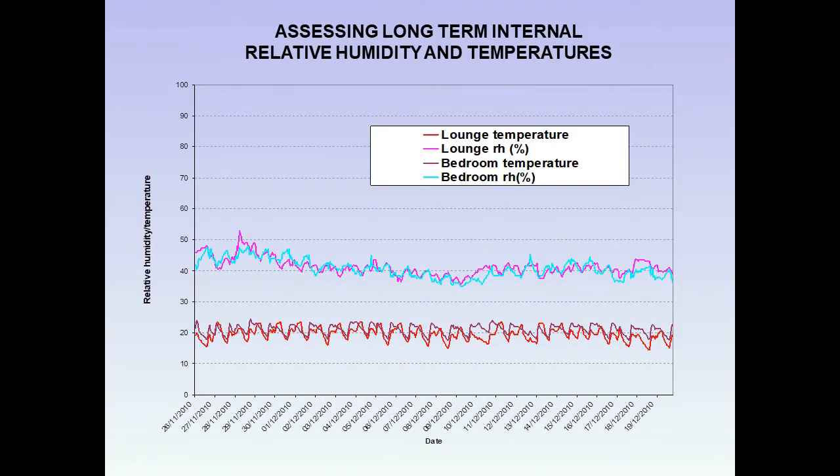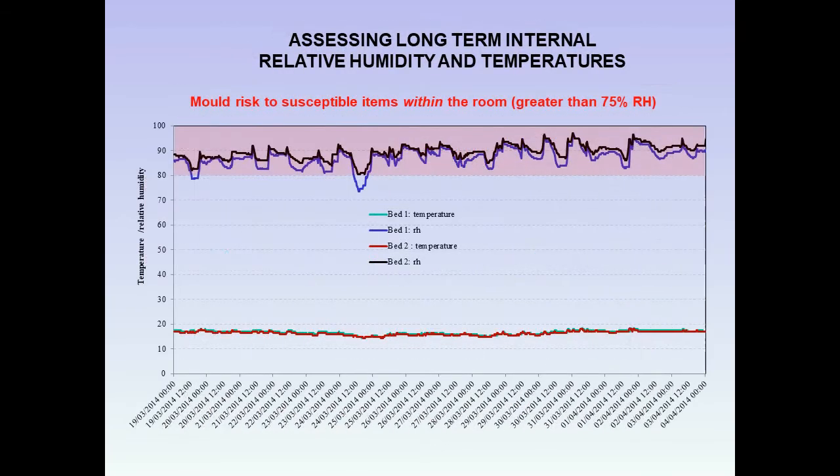We can use them to assess long-term relative humidity indoors. And here's an example, quite nice, relative humidity running between 40 and 50%, temperature around 20 on average. Another example, here we can see that the relative humidity is in excess of 80%. This means there is a mould risk to susceptible items within the room, anything really greater than 75%. Note it was, however, quite cold.